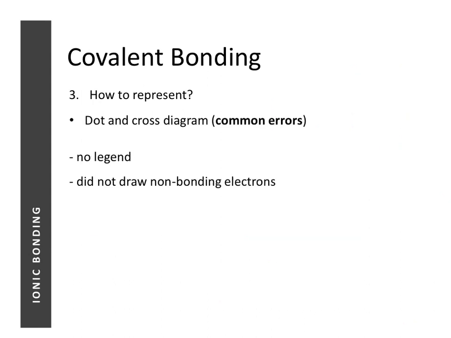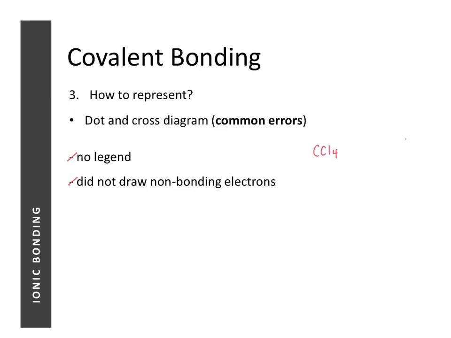Now here are some common mistakes that students make when drawing dot and cross diagrams for covalent compounds. The first of which is forgetting to write the legend. The next most common one, of course, is forgetting to put in the non-bonding electrons. I'm going to show you an example now, which is carbon tetrachloride.